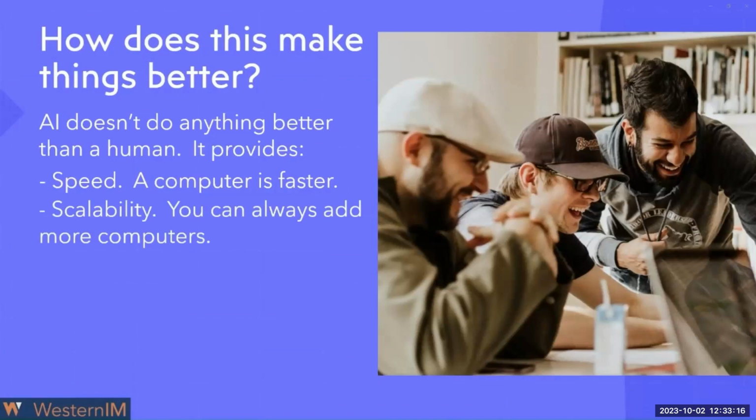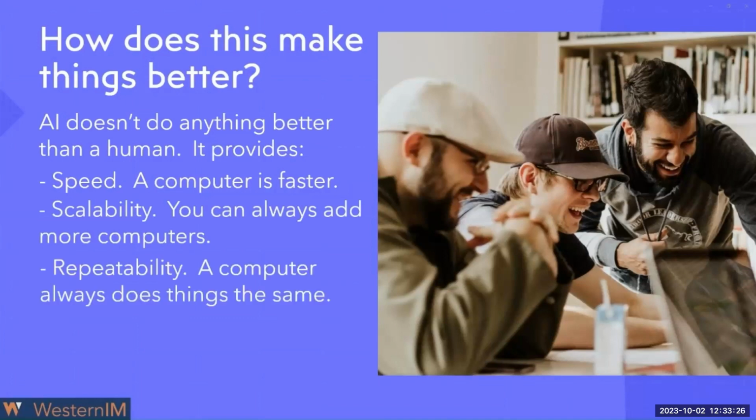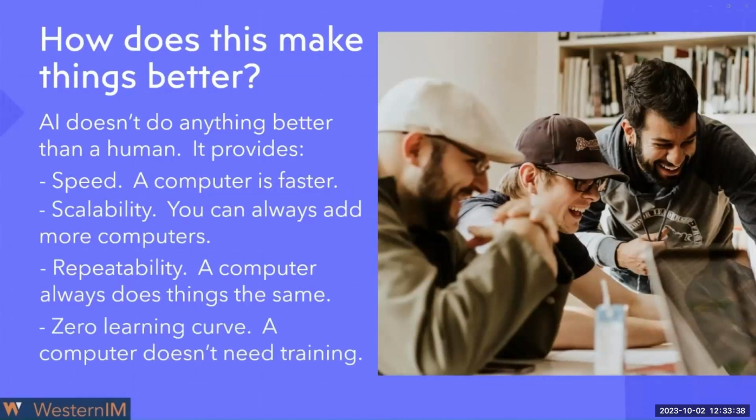Scalability. You can always add more computers to make the AI do more, but adding more staff is always the last thing any organization wants to do. Repeatability. An AI always does things the same way. Things don't get filed or classified differently depending on who is doing the filing. Zero learning curve. A computer starts doing the job on day one. It doesn't forget or have to get up to speed or require a refresher course.